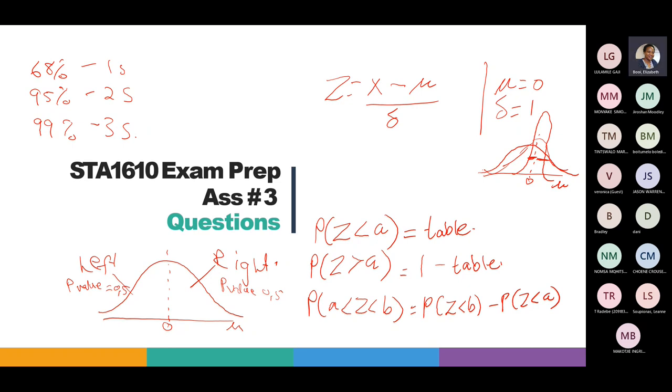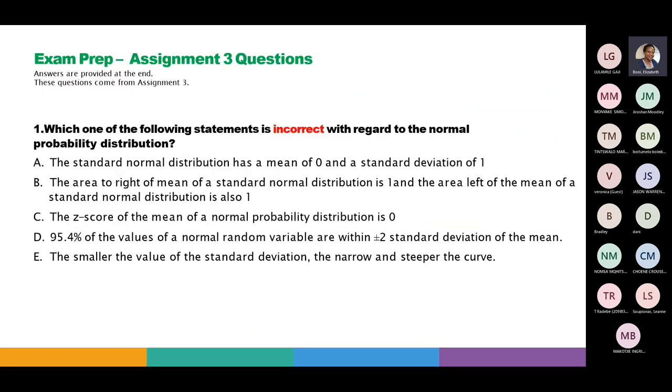Other than that, we should be able to answer all the questions based on the information that I just shared with you. So let's go. Which one of these statements is incorrect? A, B, C, D, or E? B. B for Bravo. B is the incorrect statement because all the other statements are true based on what I just explained to you.